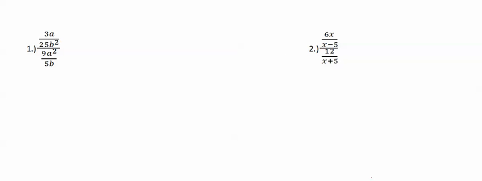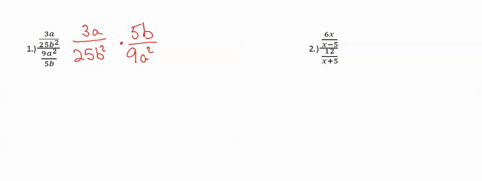Example number 1, we have two fractions within each. All four parts, both numerators and both denominators, are monomials. So there's really no factoring, no simplifying in that sense. What we are going to do is rewrite it so it's expanded so we can see how it's canceled.